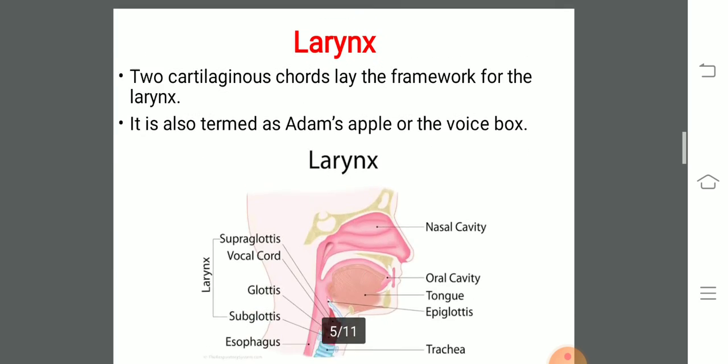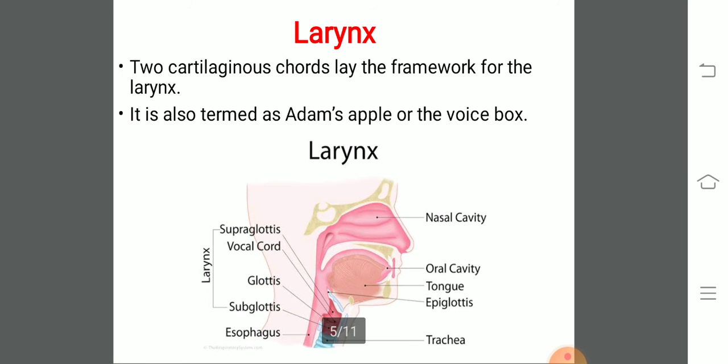Okay, now the next part is what? Larynx. Now the larynx is what? The two cartilaginous cords lay the framework for the larynx. Okay, and it is also termed as the Adam's apple or the voice box. It is the portion which rises and falls during swallowing of food particles. It generates sound as air passes through the hollow in the middle.